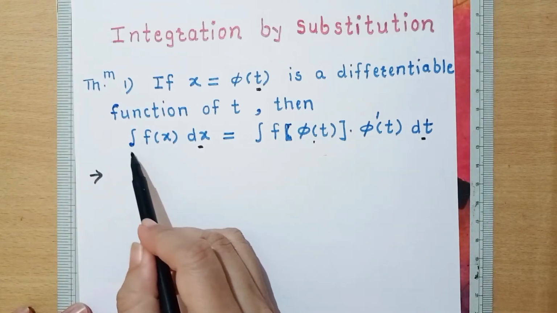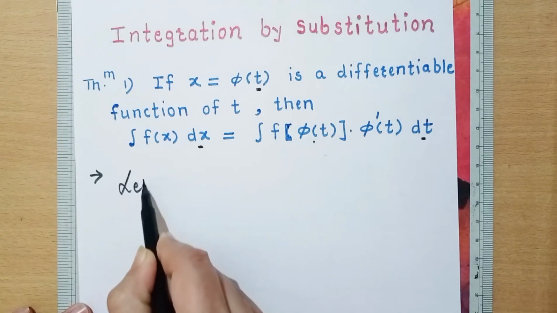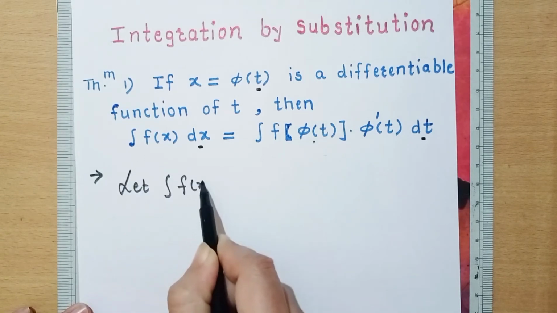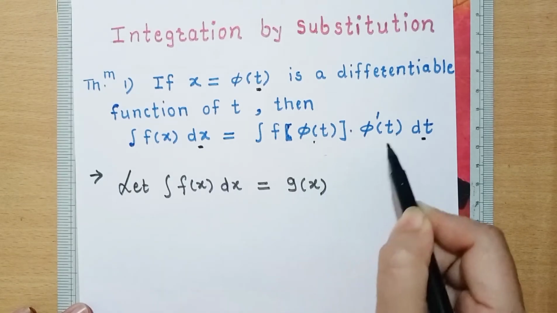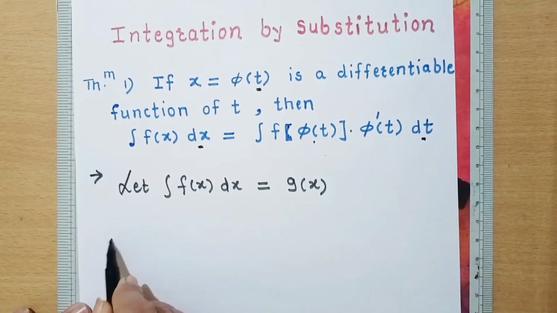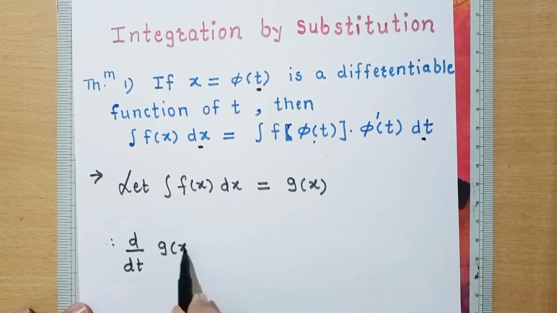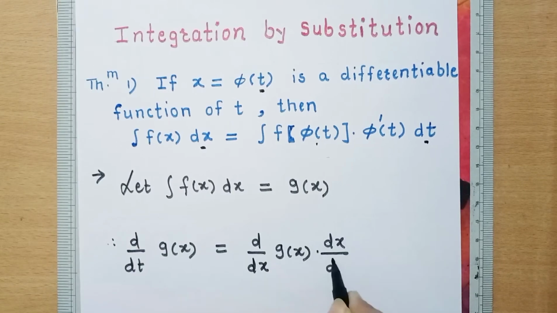Now we will assume this left hand side as a function of x. So let integration f of x dx is equal to g of x. Now since the right hand side is integration with respect to t, I am starting from d by dt of g of x. And since this is a function of x, by chain rule this can be written as d by dx of g of x, and again dx by dt.